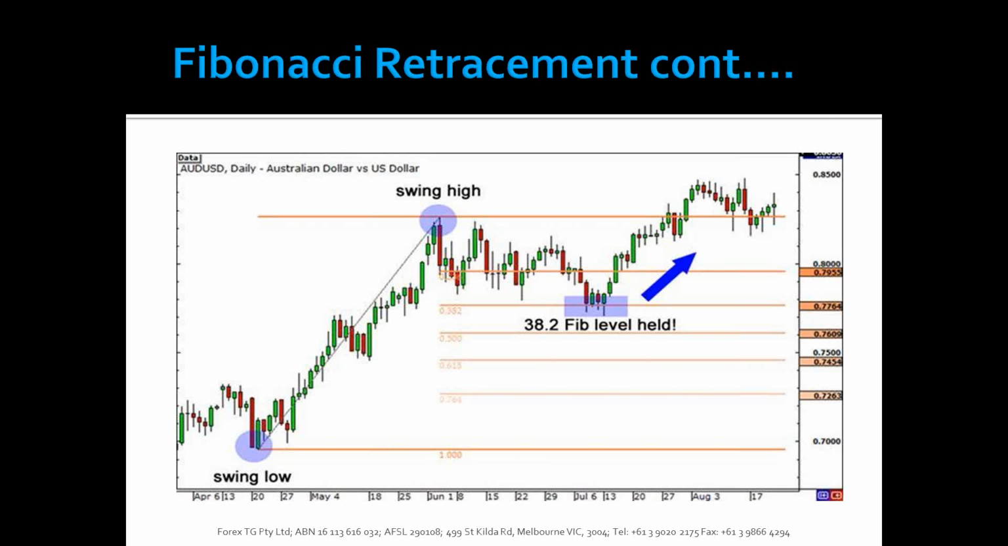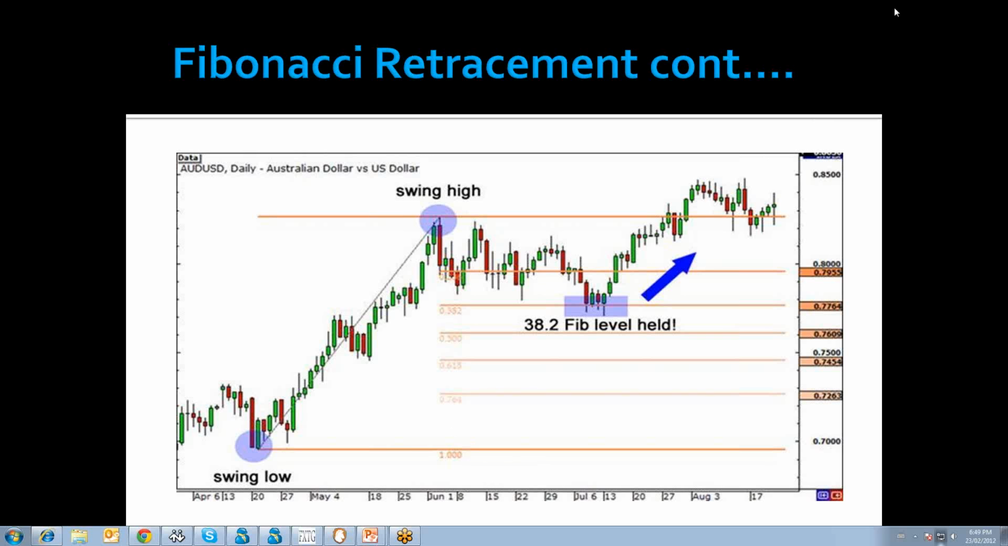Okay, as you can see from the chart, the retracement levels were 79.55, you've also got 78.xx which is at 23.6%, 77.64, which is at 38.2%, and 76.09, which is at 50%. 74.54 at 61.8%, and 72.63 at 76.4%.